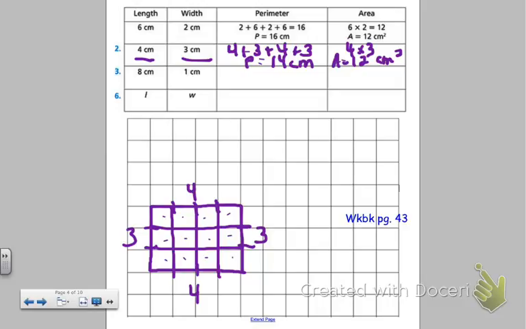Don't forget to put that in your label. We're not talking about centimeters anymore. We're talking about square centimeters. So I'm going to put that little 2.